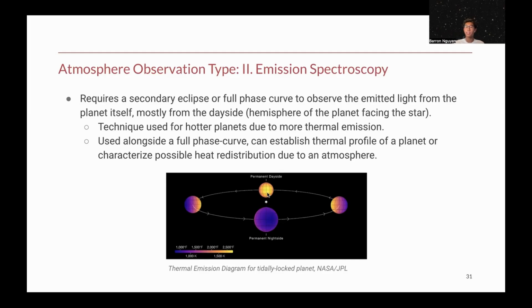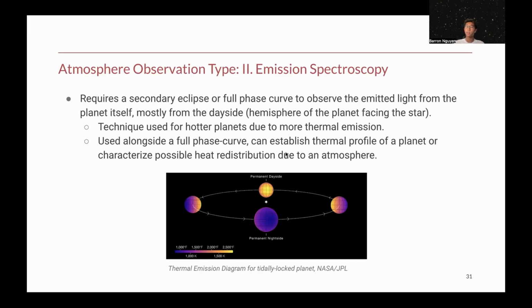So we can see that just because that one side is hotter, it emits more light, versus when it passes right before it eclipses the star, we're seeing the night side, so it does not emit as much light. So we can see that difference in the amount of light we receive right before the secondary eclipse and right before the primary eclipse, and do some simple math just to see that light difference.